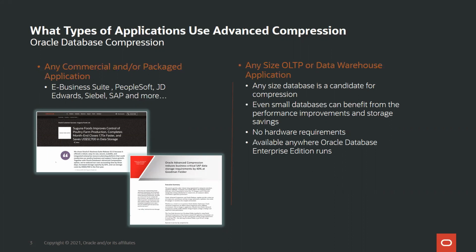Any size OLTP or data warehouse can use advanced compression. Used to be in the past, we would say only the largest databases should be using compression, but we've actually changed that in the last couple of years. We now recommend that any size OLTP or data warehouse application should use compression. And the reason is that even for the smallest tables and partitions and databases, you'll still see storage savings and performance benefits by using compression. So essentially, any size application, whether it's OLTP or data warehouse, can use and is recommended to use compression.